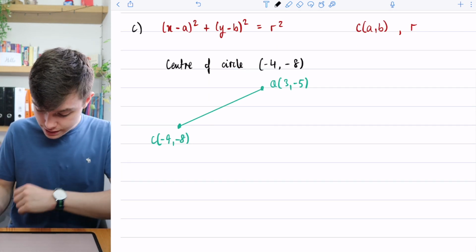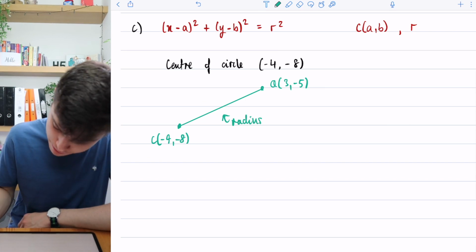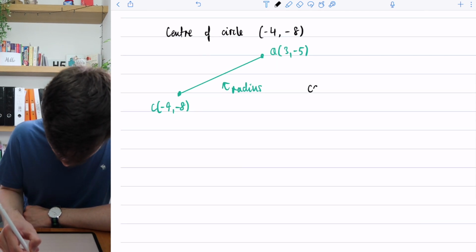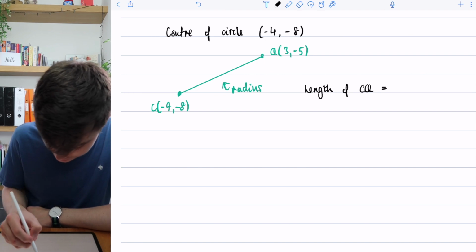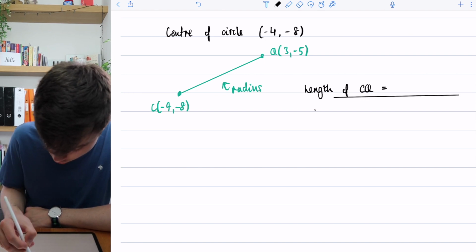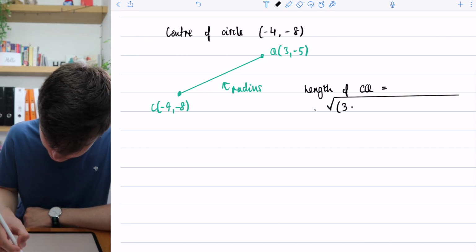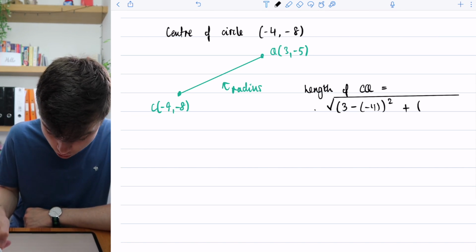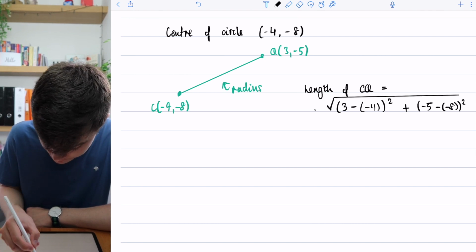So all we need to do, this is a radius. We need to work out the length of that line, and we can do that using Pythagoras. Okay, we can say, we will take the length of CQ. It's going to be the square root of, and we will just take the difference in the x's. So we will do 3 minus minus 4, we will square that, and we will add the difference in the y's, minus 5 minus minus 8, squared.